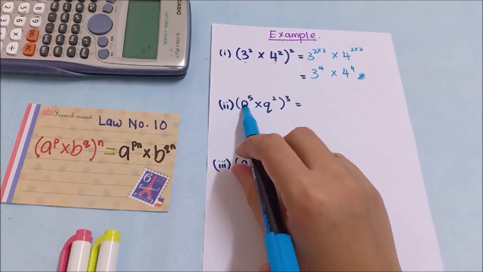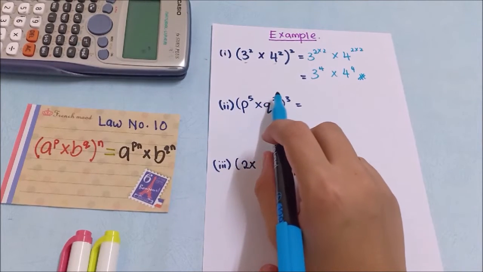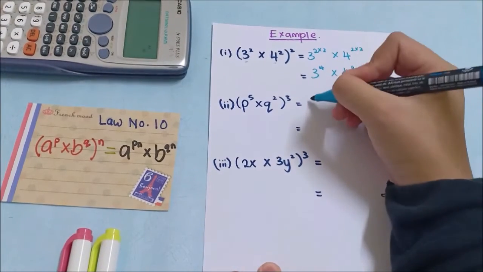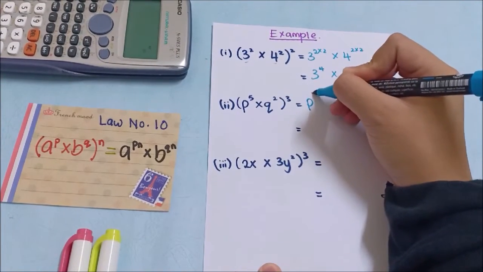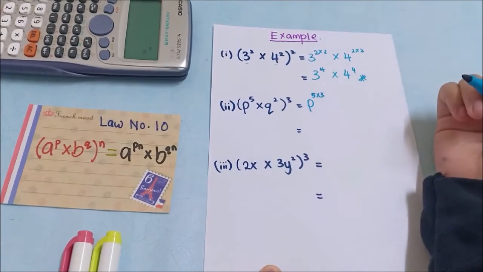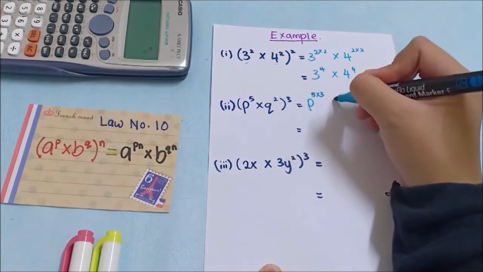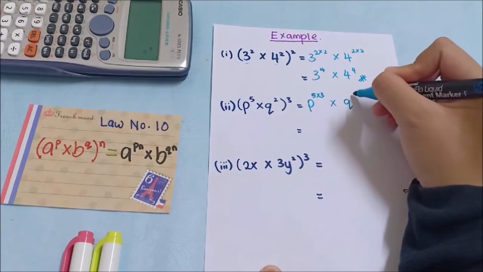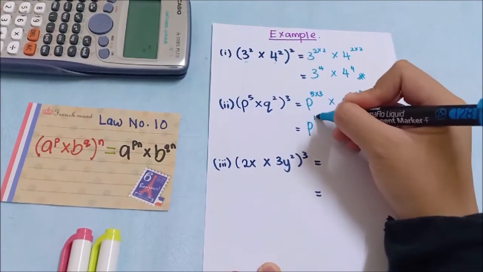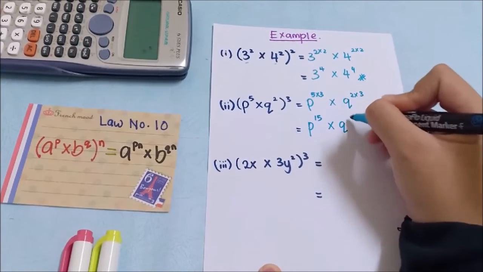Next, p to the power of 5 times q to the power of 2 in a bracket to the power of 3. So it will be 5 times 3. Only the power will be multiplied. Next is q to the power of 2 times 3. So the final answer is p to the power of 15 times q to the power of 6.